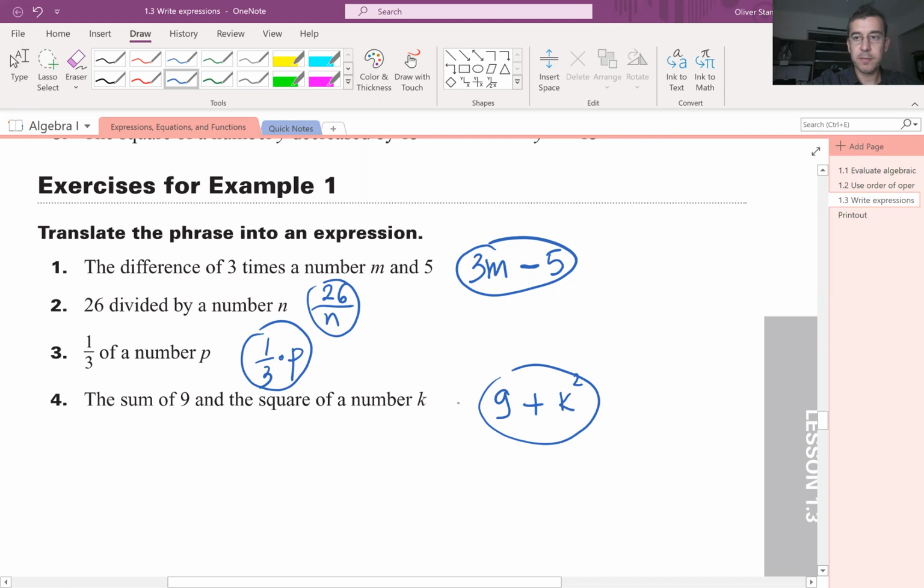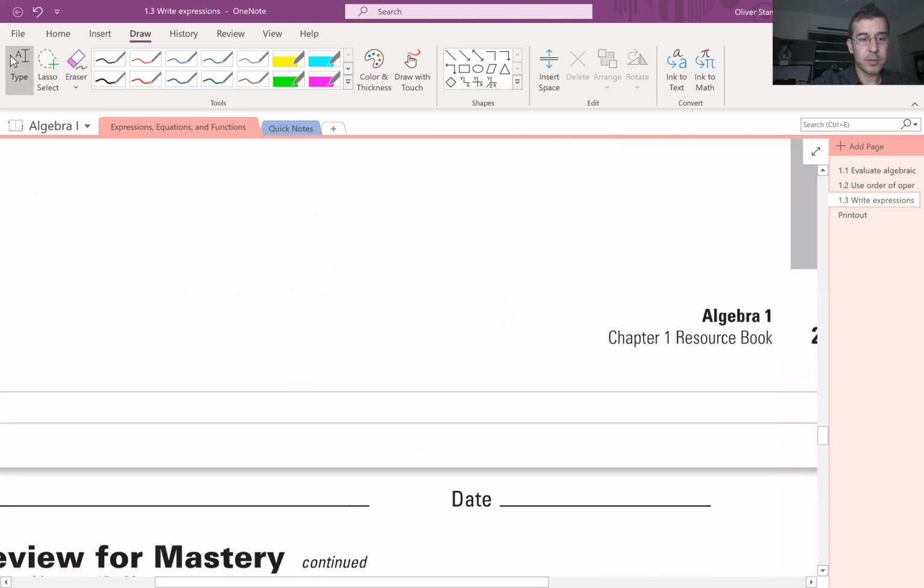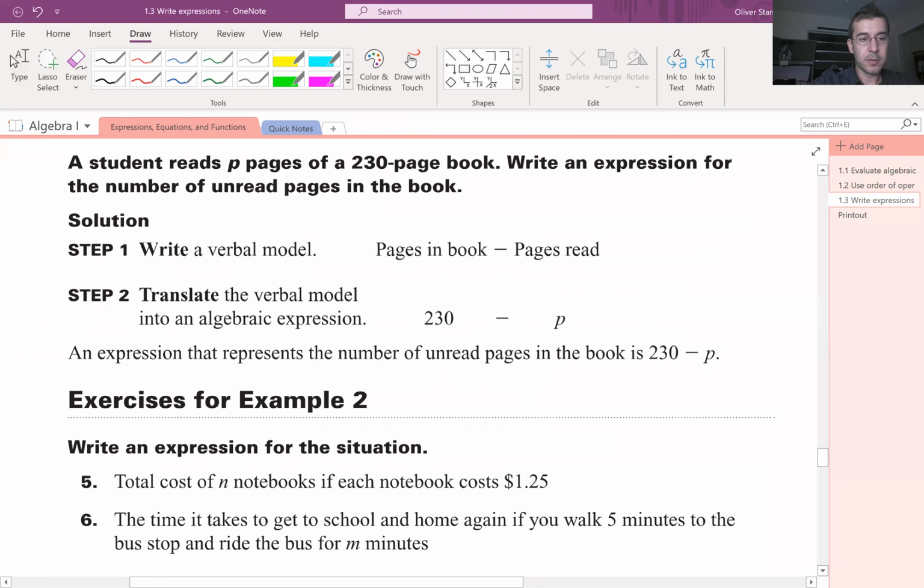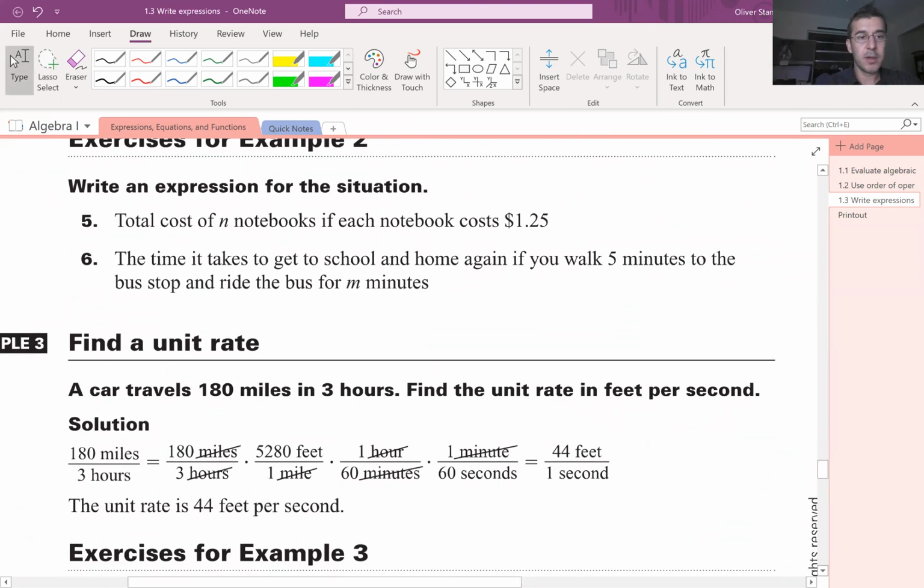Next is number 5, so we have to scroll down. Okay, 5 and 6. Total cost of n notebooks if each notebook costs $1.25. This is going to be 1.25 times n. That's the expression. For 1 notebook, it's going to cost $1.25. For 2, it's going to cost 2 times 1.25 or 2.5, and so forth. So 1.25 times n is the expression.